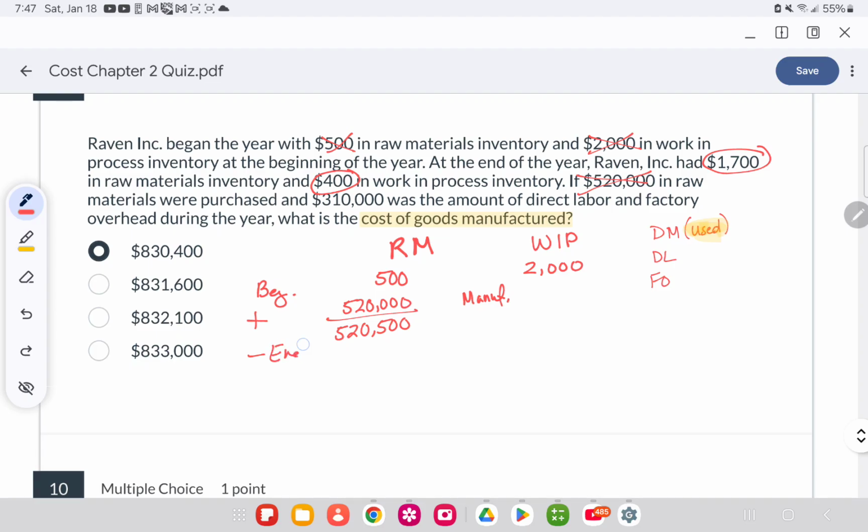Let's take out our end. I skipped it earlier, right? At the end of the year, they had 1,700 in raw materials inventory.